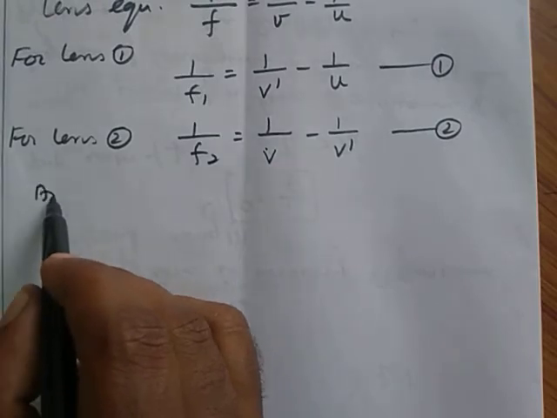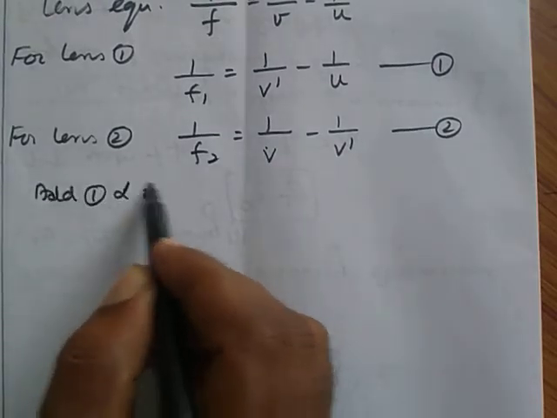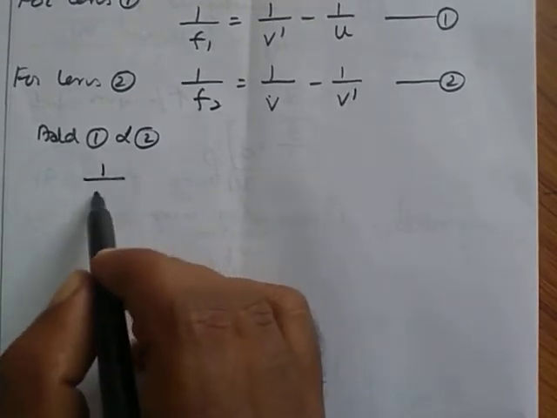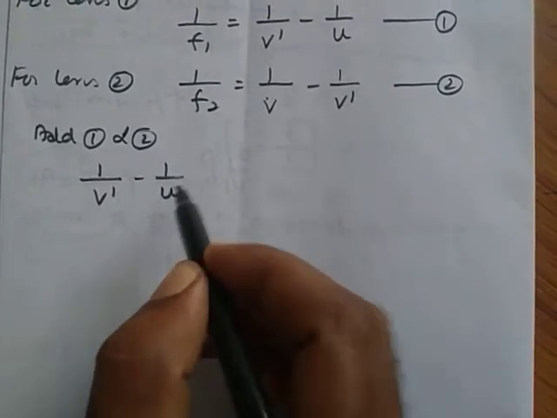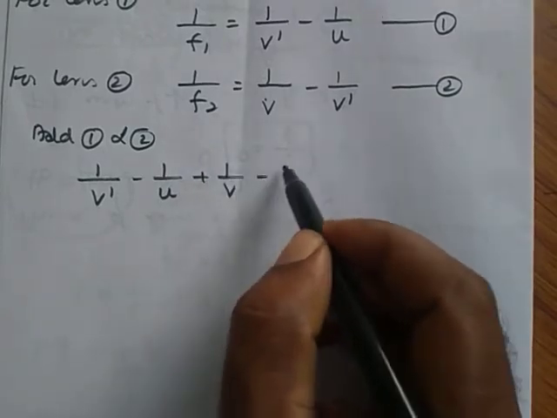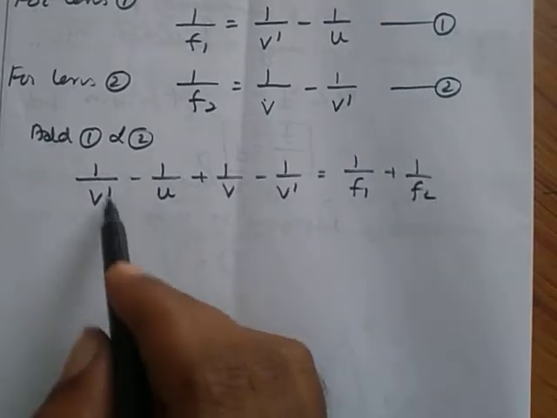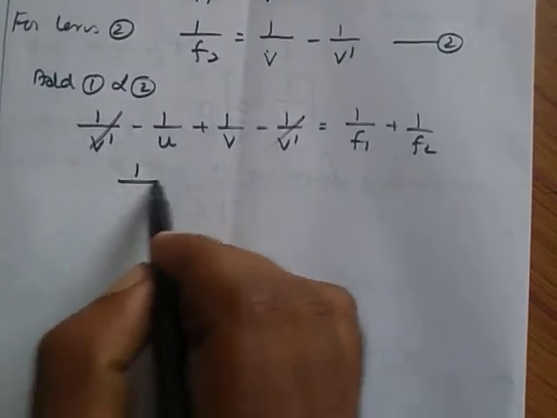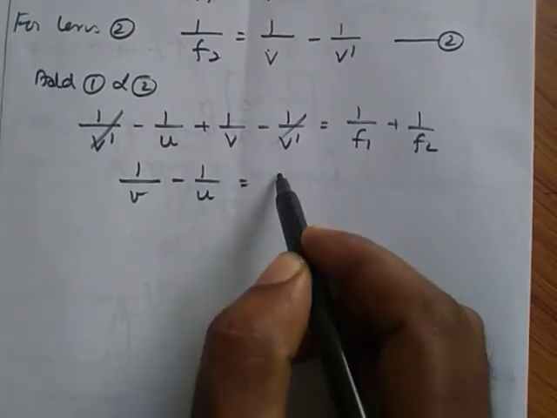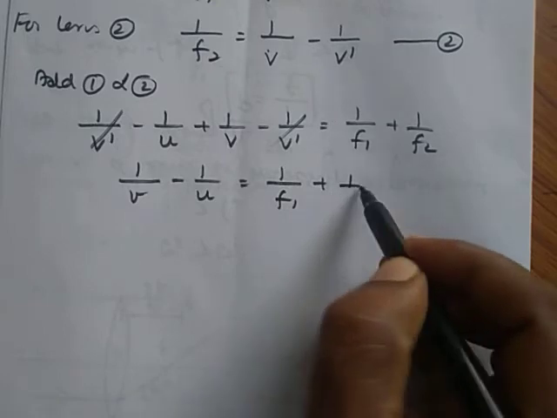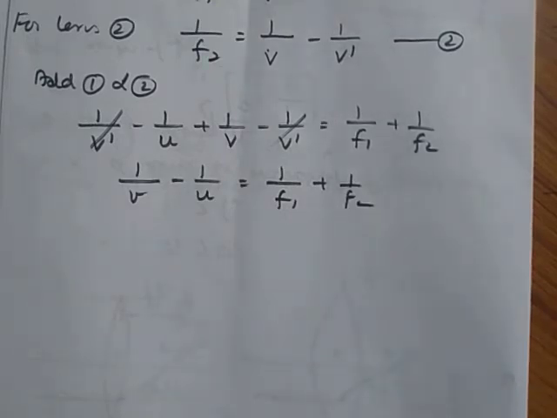Add 1 and 2. Then we get 1 by V dash minus 1 by U plus 1 by V minus 1 by V dash, that is equal to 1 by F1 plus 1 by F2. Cancelling these two, we get 1 by V minus 1 by U is equal to 1 by F1 plus 1 by F2. Here the two lenses in contact are combined as a single lens of focal length F. So an object at the point O produces an image at the point I.